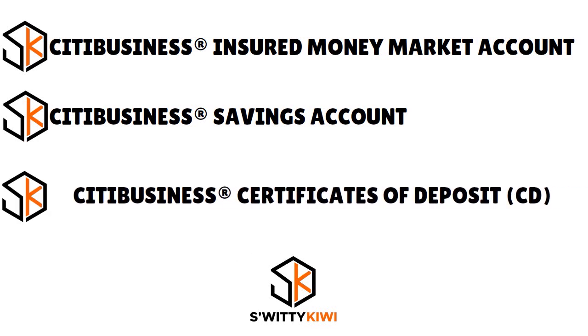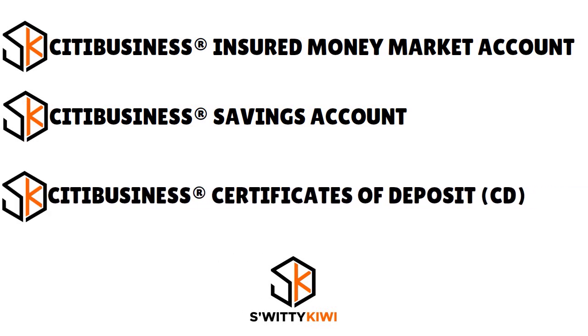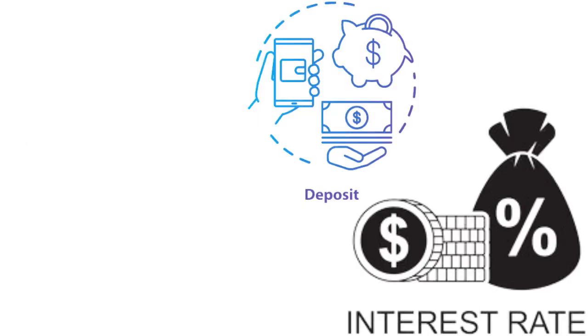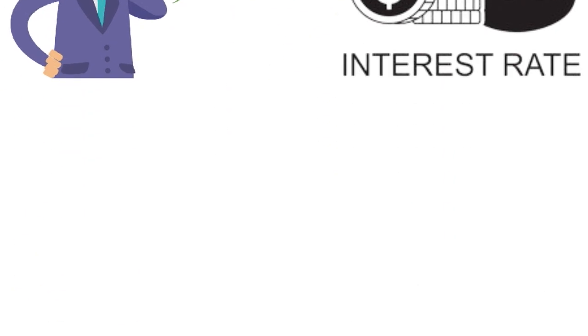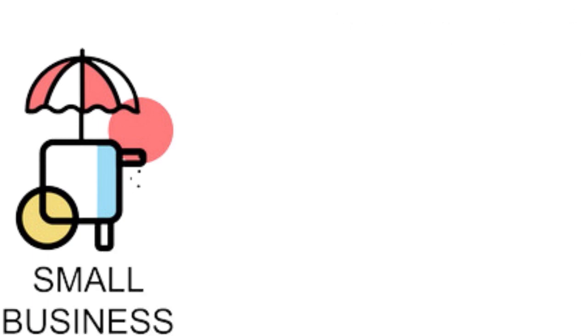And you have the CITI Business Certificate of Deposit. You have competitive interest rates and a variety of maturities available. Okay, so this is really what you need to think about. Is an IMMA, savings account, or CD best for your small business? It really depends. You've got to think about what's important for you.